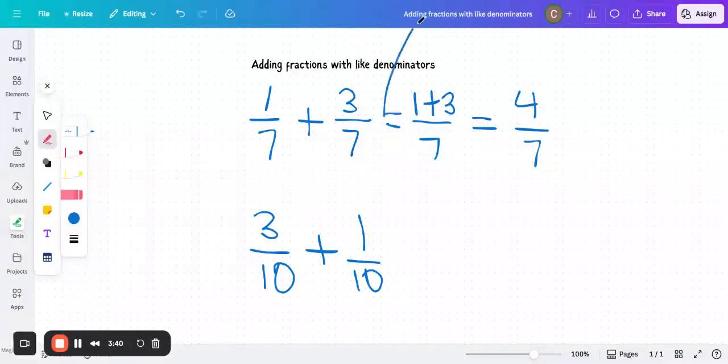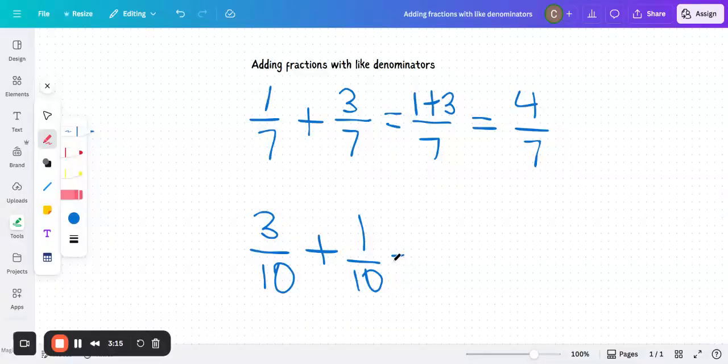We always want to check to see if we can simplify our final answer. And so looking at this example, 4/7, their only common factor is 1. And so it's already in the simplified form. When I look at this next example, we're going to see where we can simplify this.